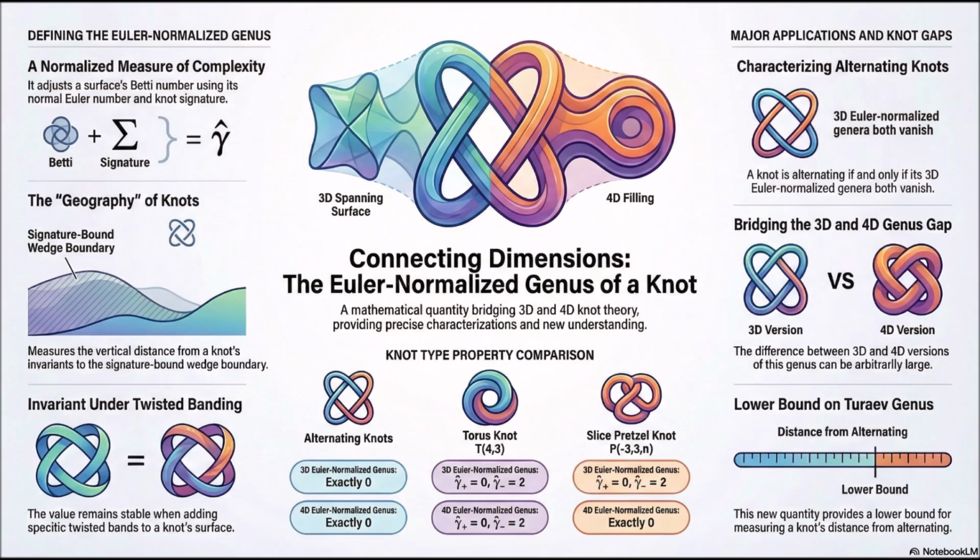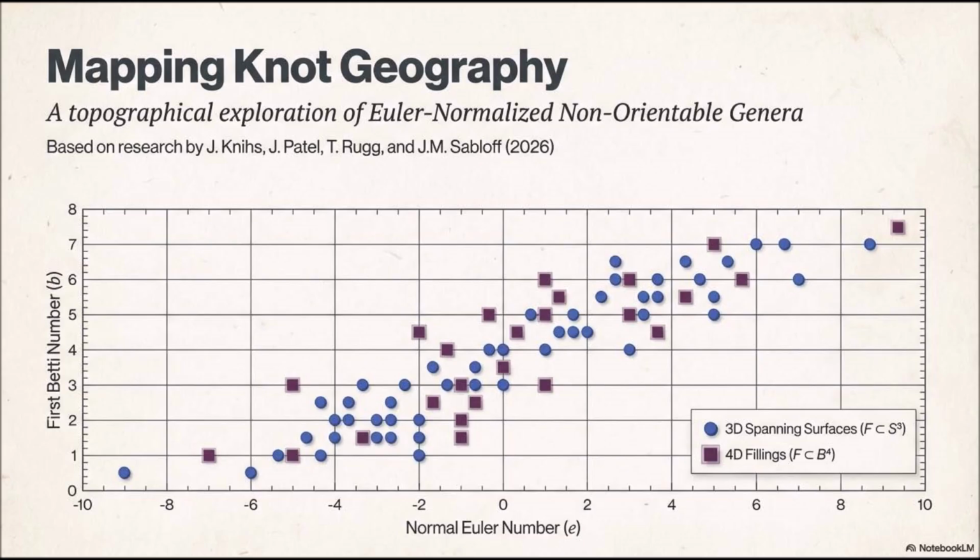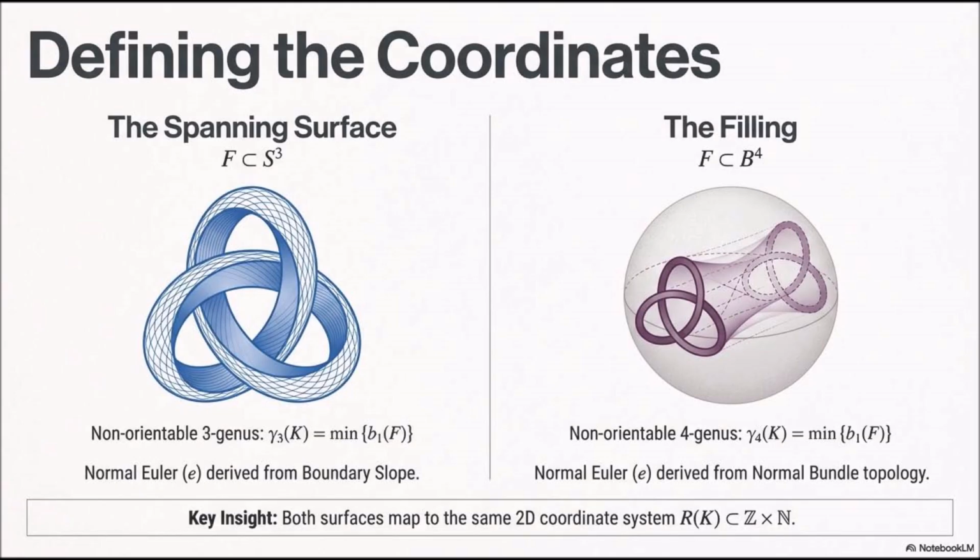So a very recent contribution to the field of low-dimensional topology. And it's tackling a really fundamental question, which is the relationship between how complex a knot is in our standard three-dimensional world versus how complex it is if you have access to the fourth dimension. So are you ready to engage the protocol? I am ready. Let's open the document.